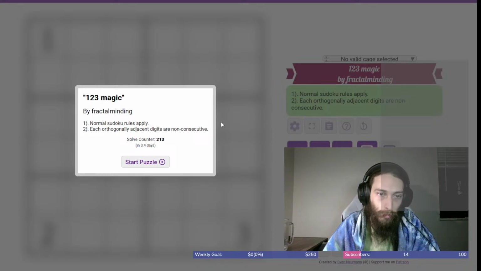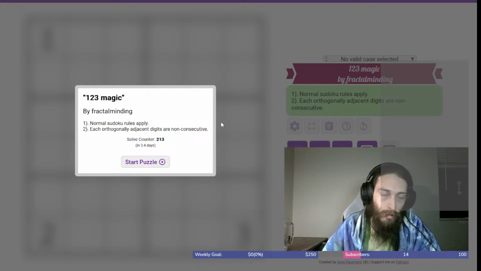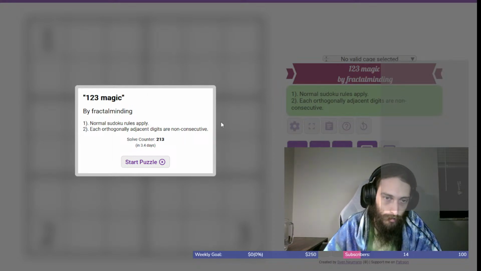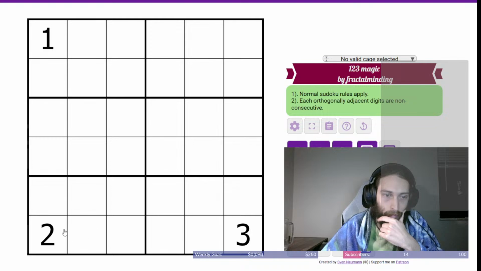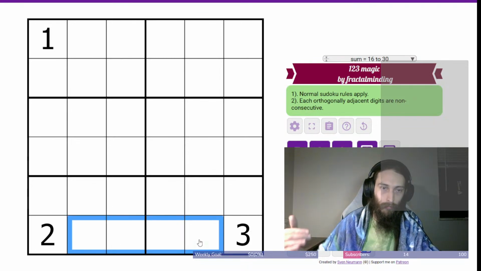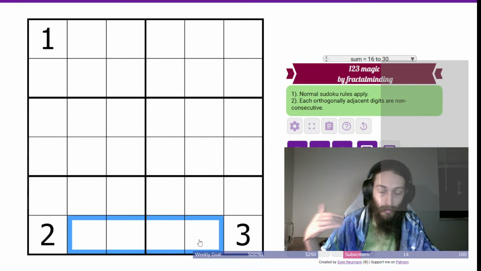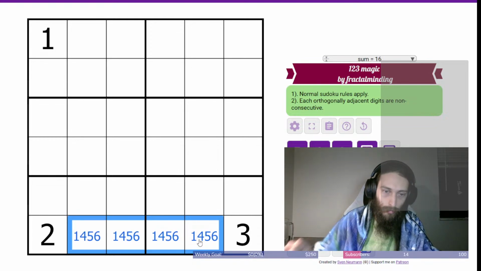Normal Sudoku rules apply, and each orthogonally adjacent digits are non-consecutive. All right. So, well, since it's a 6x6 Sudoku, I have to have 1 through 6 in here. 2 and 3 is gone.